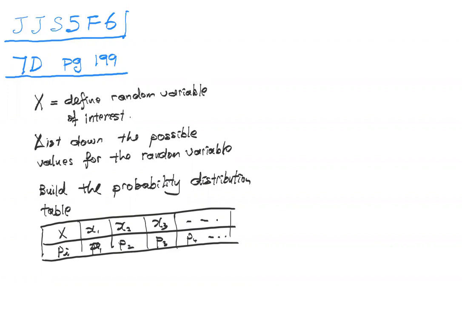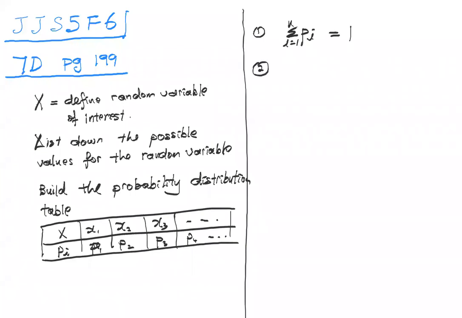Then after that, you perform calculation. So there are a few formulas that you have to bear in mind. The first thing that you have to know is the sum of pi from i equal to 1 to n must be equal to 1. The second formula that you have to remember is the expected value, or expected outcome, and we write it as EX.